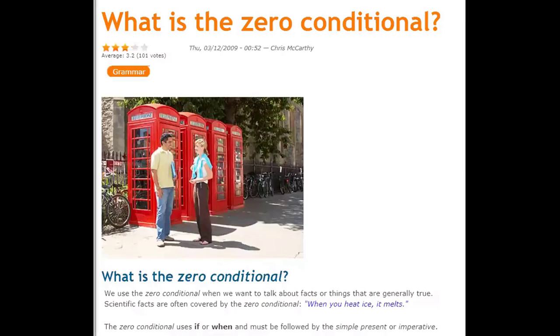Hello everyone, welcome to the class. This class is about conditionals. I will be focusing on four types of conditionals. Our first type is zero conditionals.